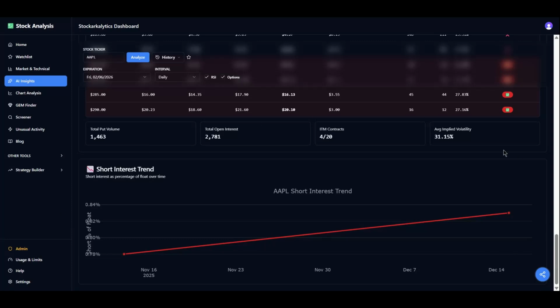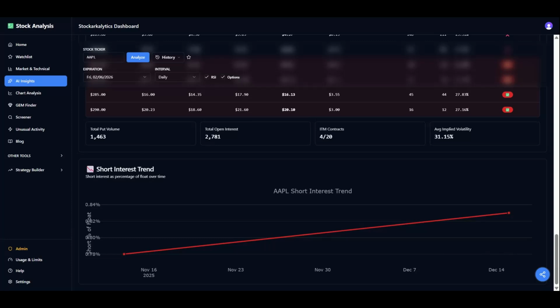And finally, here is a short interest trend. This shows short interest as a percentage of float over time. This is more of a broader positioning indicator. Rising short interest can mean increased bearish positioning or hedging, and falling short interest can mean shorts covering.